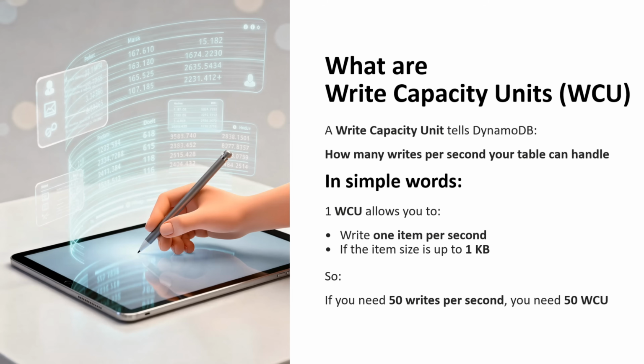What are write capacity units? A write capacity unit tells DynamoDB how many writes per second your table can handle. In simple words, one WCU allows you to write one item per second if the item size is up to 1 KB. So if you need 50 writes per second, then you need 50 write capacity units.